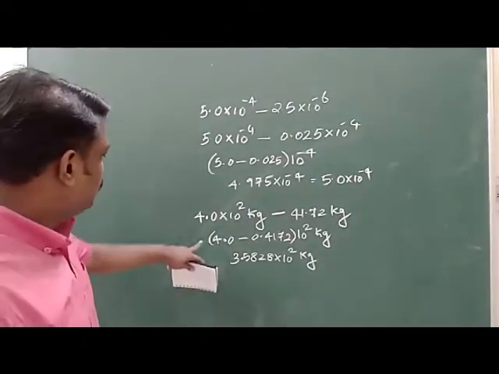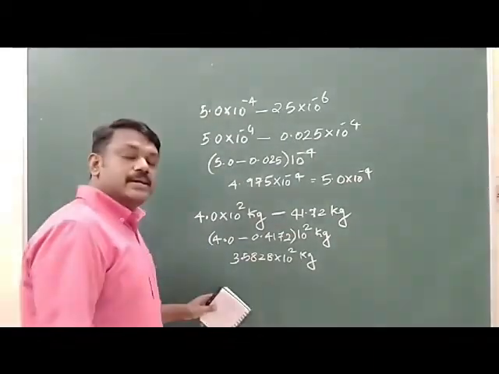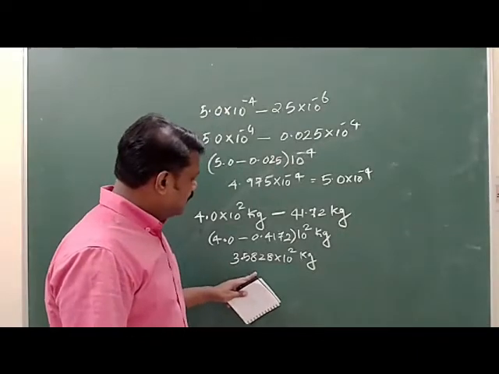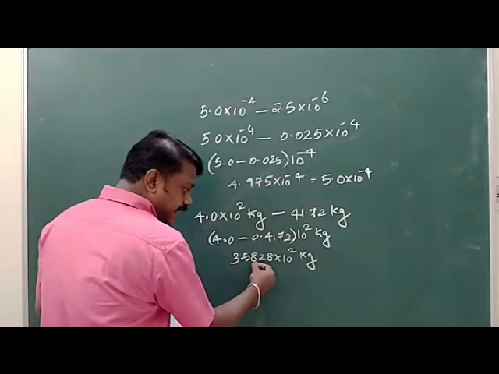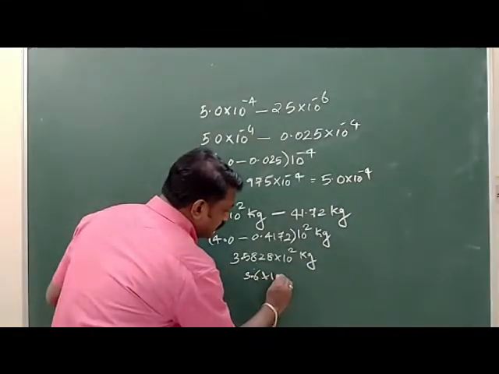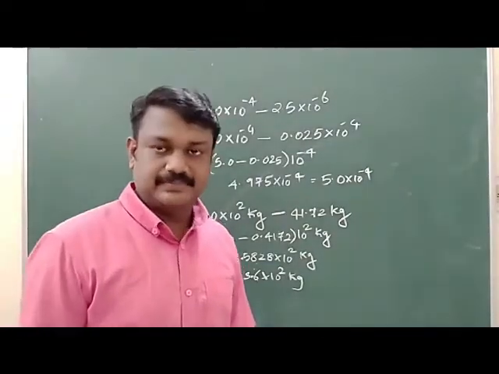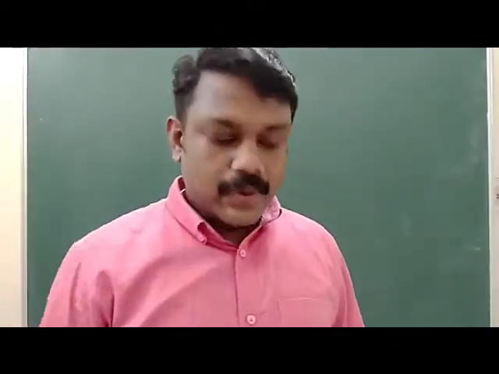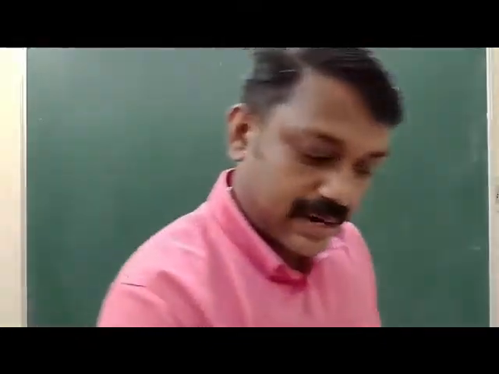3.5828. We already said that the least number of significant figures is 2, so the answer should contain 2 significant figures. So 3.58, this will become 3.5, and the next number is 8, so this should be increased by 1. That is 3.6 into 10 to the power 2 kilogram, is the answer. Again, similar problems are there for addition and subtraction in question number 29 and 30. So practice these questions. Now we can go for question number 31.